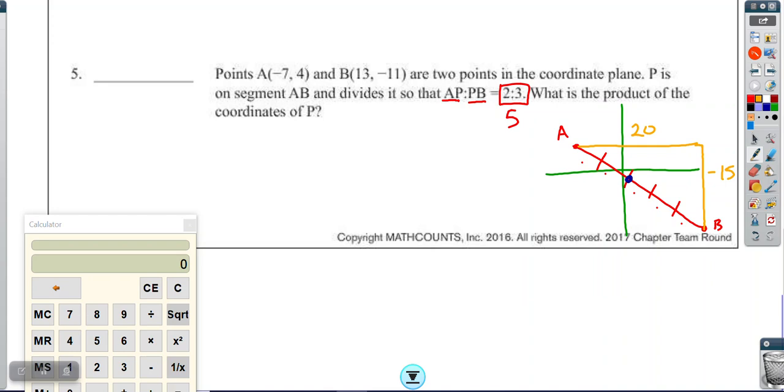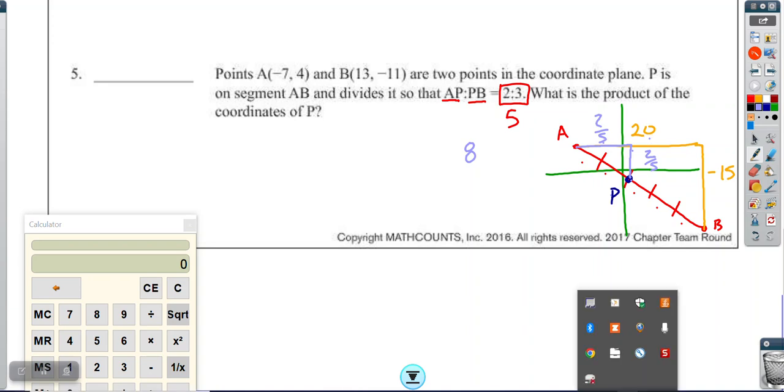All right, so it stands to reason then that the difference from point A to point P, I'm going to call this point P, is going to be 2/5 of 20, and the vertical change will be 2/5 of -15. All right, so 2/5 of 20 is going to be 8. 5 goes into 20 4 times, 2 times 4 is 8. 2/5 of -15 is -6.